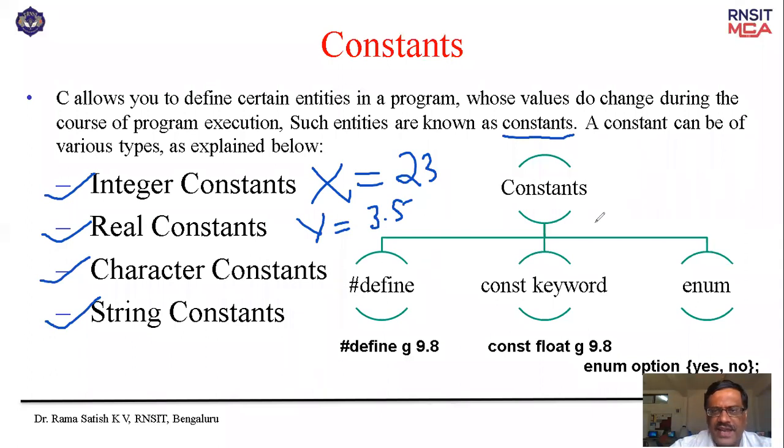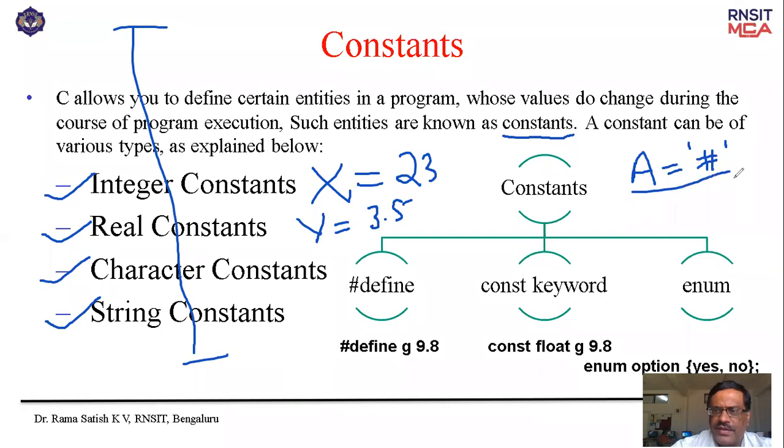I can certainly say character A. Character A is equal to some symbol, hash. So I write A is equal to hash. So A value will never change other than hash. Starting from the beginning of the program till the end of the program, A value remains hash only, it is a constant. Next, string. Suppose I say name is equal to, I will write it as VTU.